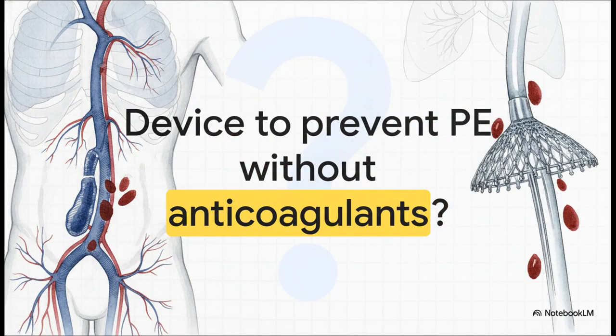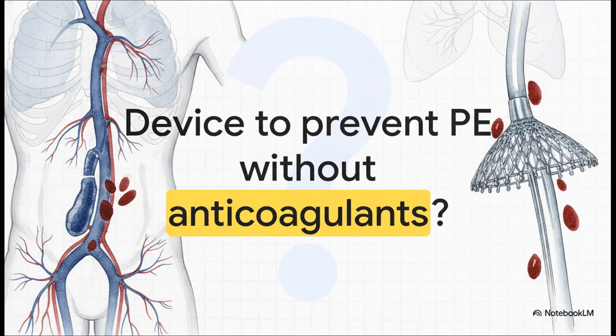Question 13. You have a proximal DVT patient with an absolute contraindication to anticoagulation. What device prevents a pulmonary embolism? A. ePTFE stent. B. IVC filter. C. Coronary stent. Or D. TIPS. The correct choice is B.